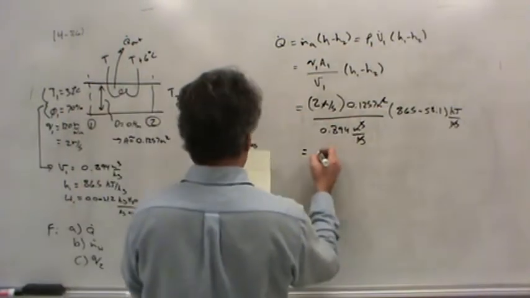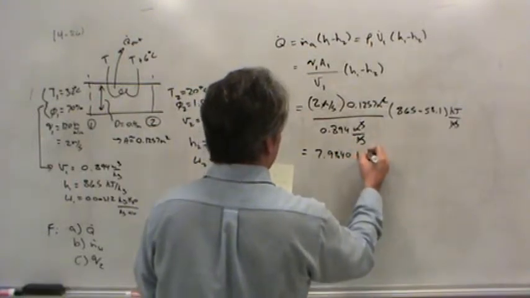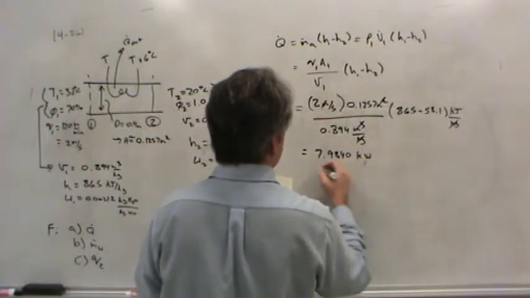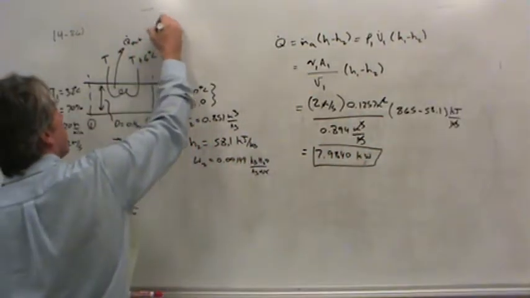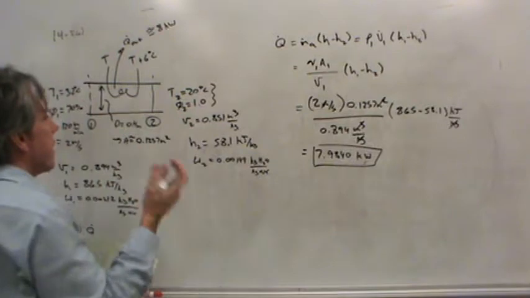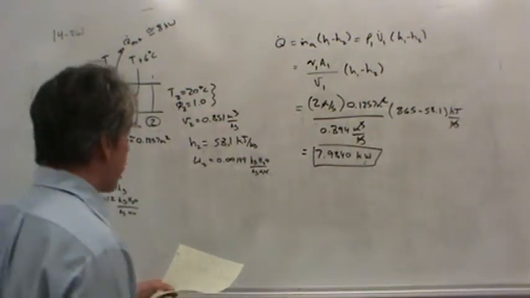When you plug it all into your calculator, you get 7.9840 kilowatts, so kilojoules per second. So there, it's about 8 kilowatts or so. I'm going to round that off to about 8 kilowatts. That's the heat flow rate out of the system. So this is a pretty good size chiller.